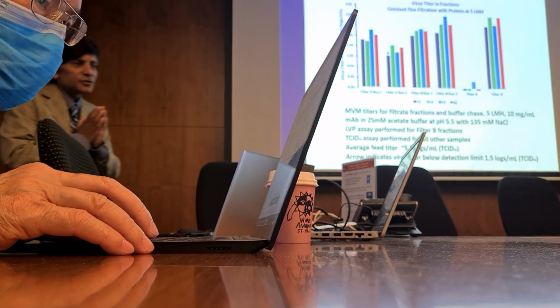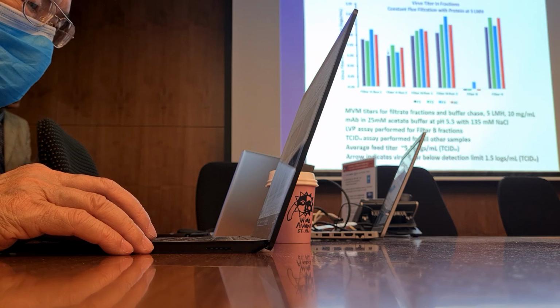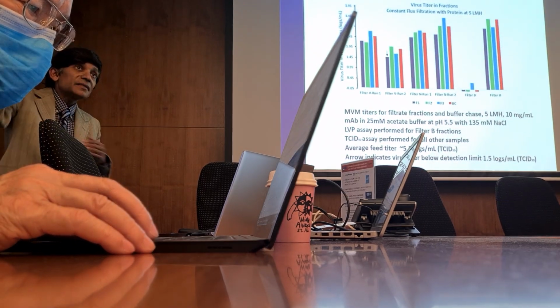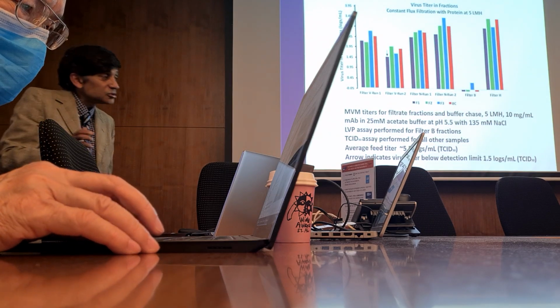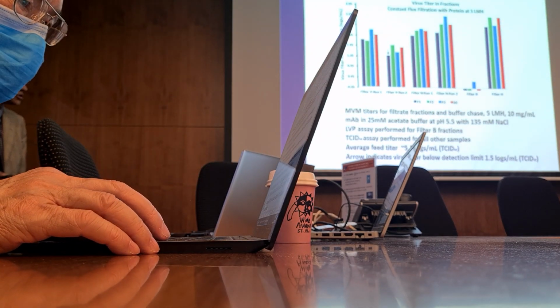So in current manufacturing, you're running the virus filter, you treat the whole batch, and then the product is quite important, so it's very valuable. So you flush the system with buffer. In doing that, there's a pressure drop and then a pressure rise again, right? Because you've got to switch over. And it's noticed often that you get virus breakthrough during this buffer chase.